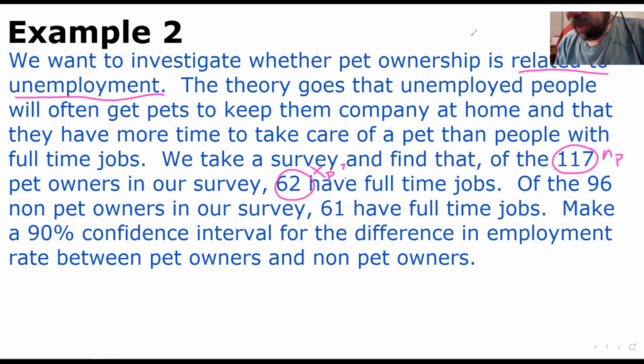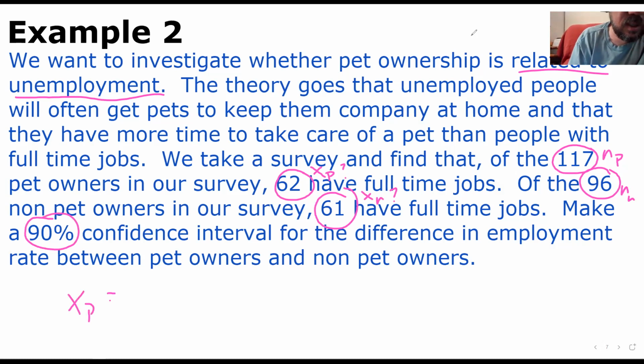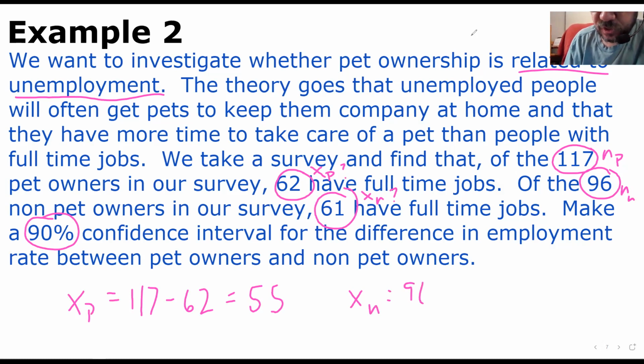Of the 96 non-pet owners, so this is going to be N sub N, the sample size of non-pet owners. 61 have full-time jobs, so this is also not quite X sub N, question mark. Make a 90% confidence interval. So I'm actually going to do X sub P equals 117 minus 62, so the unemployed portion of our sample. So that's 55. And then X sub N is going to be 96 minus 61, which is 35. All right.